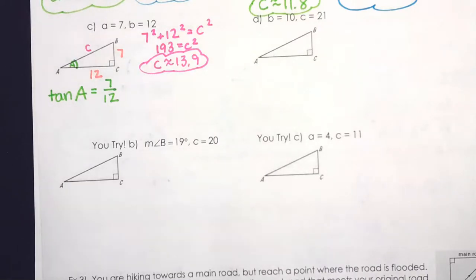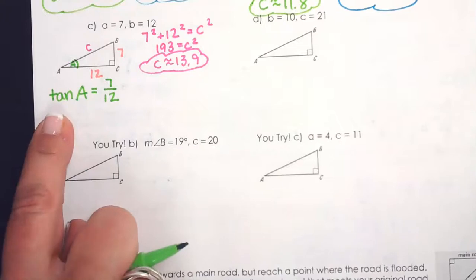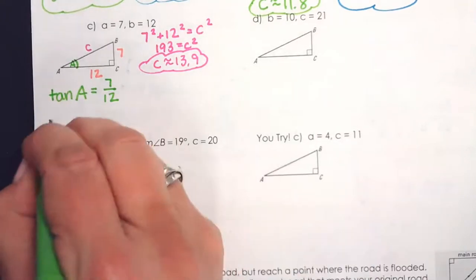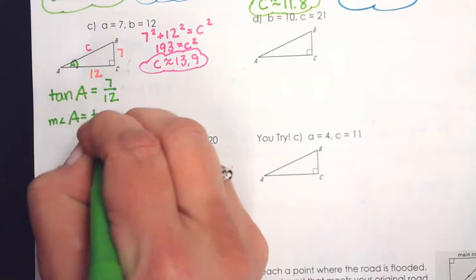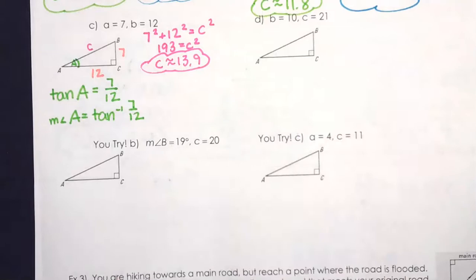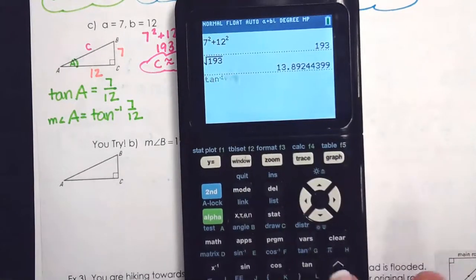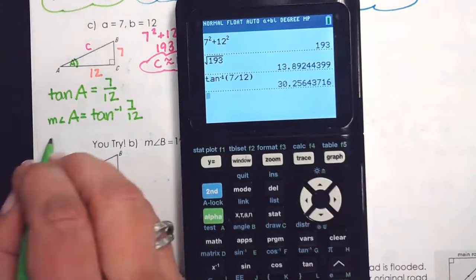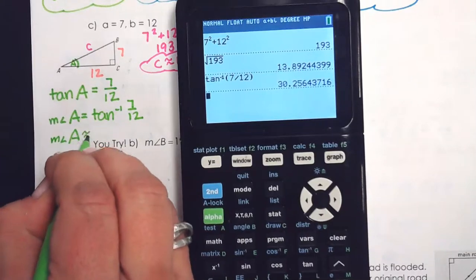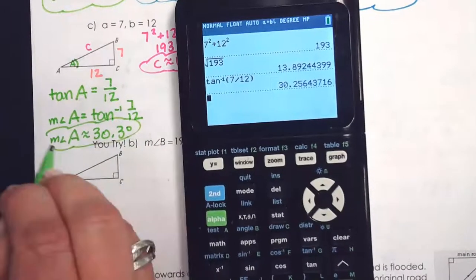Now, should we put the tangent of 7 over 12? Not in this case. We need to isolate A, which means to get rid of tangent, we have to use the inverse tangent. So the measure of angle A is going to be the inverse tangent of 7/12. I can take the inverse tangent of 7/12, and if I round to the nearest tenth, that tells me that the measure of angle A is about 30.3 degrees.